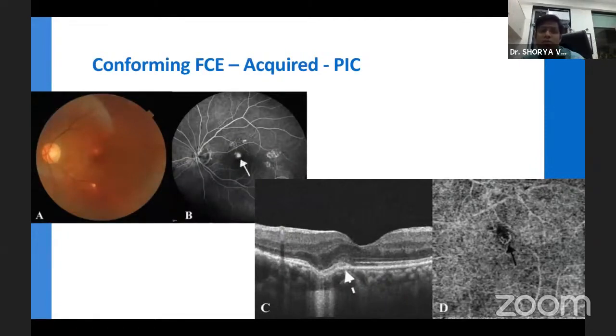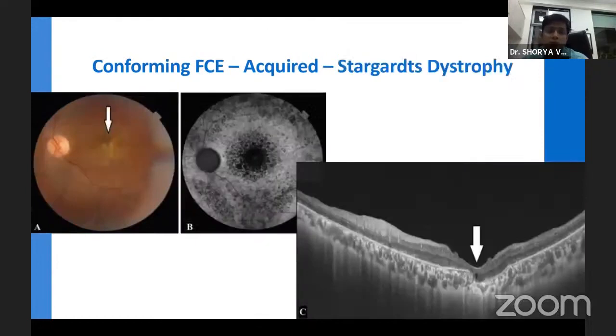So you can see these punctate lesions that are there at the macula, and on OCT you can see there is a small excavation, and it also happened to house a CNV, which is a known association. It can also be associated with dystrophies. So this case was of Stargardt disease, and you can see that there is an excavation in the choroid, and the layers of the retina conform to it. So it is a conforming focal choroidal excavation, which is seen in Stargardt disease, probably due to degeneration.